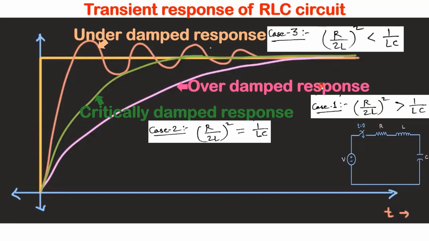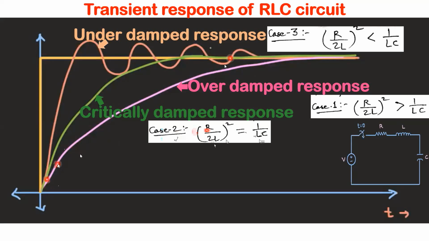It gives the overdamped response, and the response of the system is like this. This is the final steady state value V, and this final steady state value it will achieve after a long time. Okay, so that is the overdamped response. Now case number 2 is when (R/2L)² is equal to 1/LC, which is the critically damped response. And critically damped response is this.